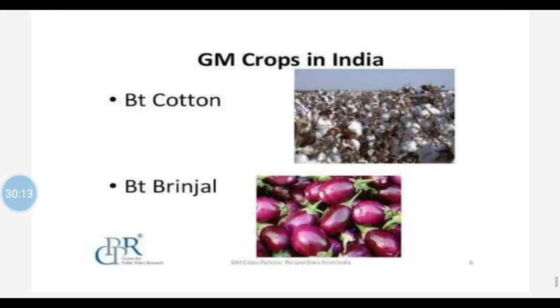The next slide shows you the varieties of genetically modified crops in our country. In our country, mainly cotton and brinjal: BT cotton and BT brinjal you can see are involved, and these are genetically modified. And the possible risk factors also we have discussed.